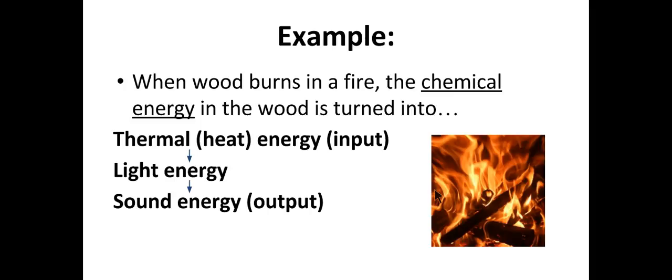So let's look at an example of a transformation. When wood burns in a fire, wood burning is chemical energy that is, oh, I apologize. This is a mistake. Chemical energy is locked inside of the atoms of the wood. Once it is burned, it releases thermal energy, and from that light energy and some sound. So I apologize because here I say that thermal energy is the input energy, and that's actually not correct. Chemical energy is the input energy. The output energy is actually thermal and light.